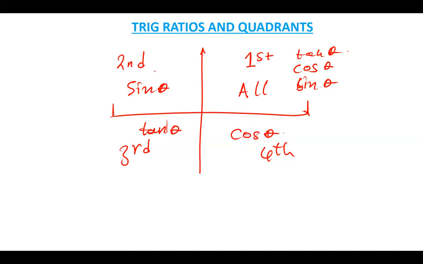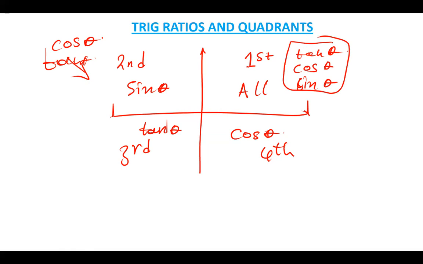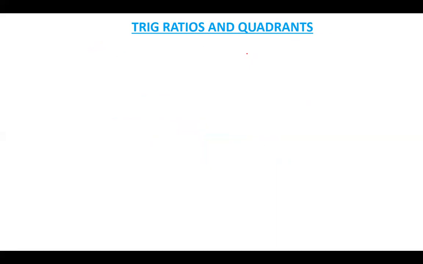So what it means when you say sine theta is only positive in the second quadrant is that cos theta in this quadrant is going to be negative, and tan theta in the second quadrant will be negative. In the third quadrant, sine theta will be negative and cos theta will be negative, but tan will be positive. In the fourth quadrant, sine theta will be negative and tan theta will be negative. Only cos is going to be positive. But in the first quadrant, all three trig ratios are going to be positive. That's what it means. You will understand this better when we solve maybe one or two questions.